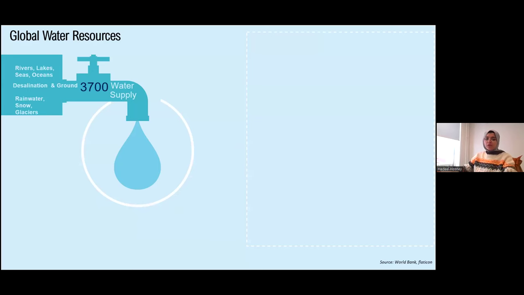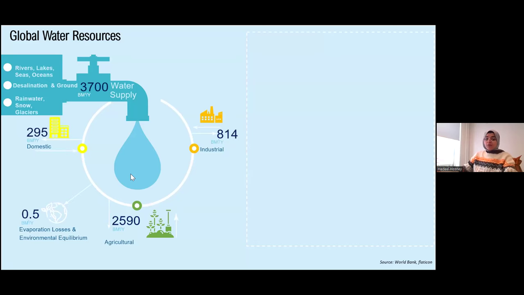If we look closely into the supply and demand sides of the global water resource, we find that globally, the total water supply amounts to 3,700 billion cubic meters per year. This includes surface water bodies, groundwater resource, and other freshwater reservoirs. Looking at the breakdown, 8% of the total water supply is allocated for domestic purposes, including drinking, sanitation, and household needs, while 70% is utilized for agriculture activities, such as irrigation, crop cultivation, and livestock.